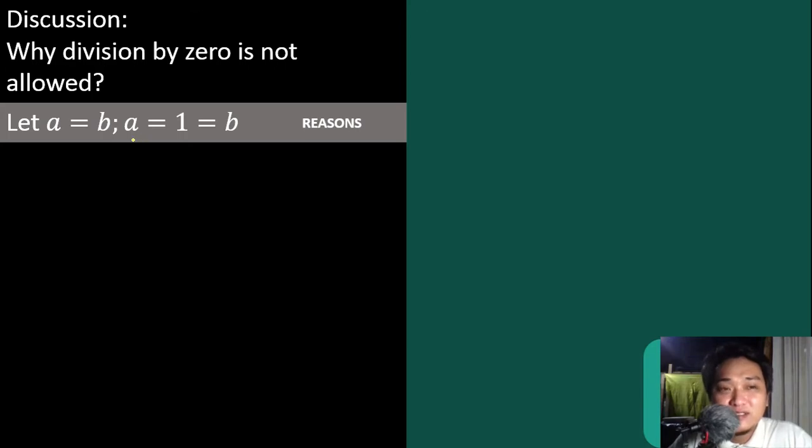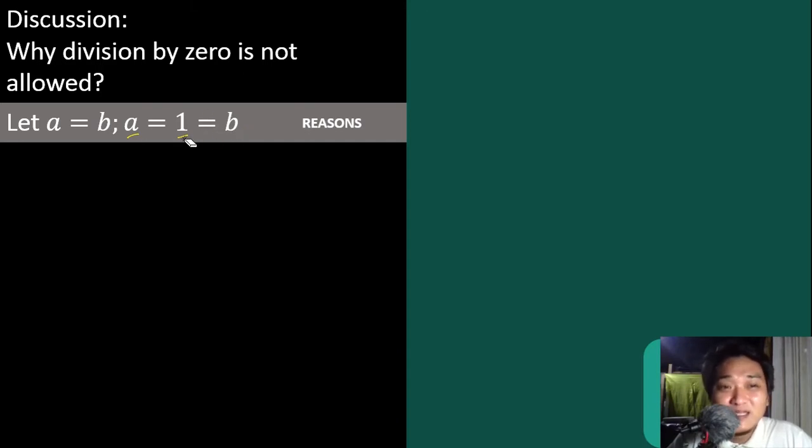Now, ipagpalagay natin ngayon na the value of A is 1. Question, what will be the value of B? Since A and B are equal, pareho lang sila. So therefore, if the value of A is 1, the value of B is also 1. Kasi nga equal si A at si B. Okay po? Again, A is just equal to B. If the value of A is 1, of course, the value of B is also 1, because A and B are just equal.